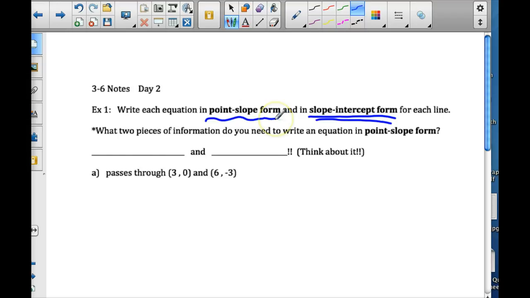But what two pieces of information do we need to write an equation in point-slope form? Think about that question. Think about those words. What two pieces of information do we need to write a point-slope form equation? A point and a slope. That's why they call it point-slope form. So, that's what these blanks go here. We need a point and a slope.